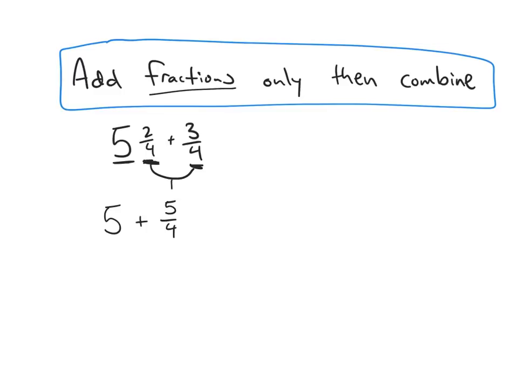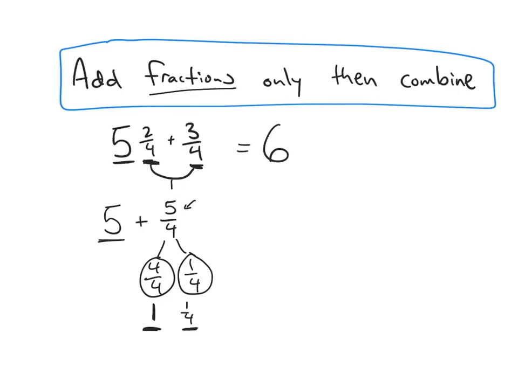Now my next step is, after I've added my fractions together, I have an improper fraction right here. The numerator is greater than the denominator. So I'm going to decompose this improper fraction so that I have 1 whole here and then 1/4, another mixed number. And now I'm going to combine my whole numbers together, so 5 and 1, and I'm going to get 6. And then I'm going to add on my fraction, 1/4, and so I get the answer 6 and 1/4.